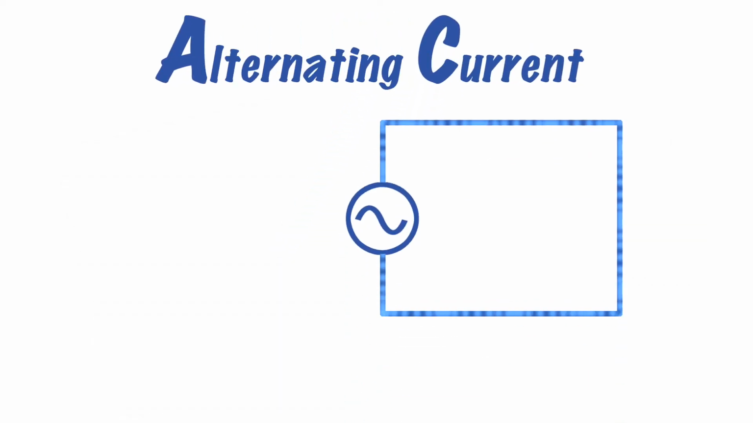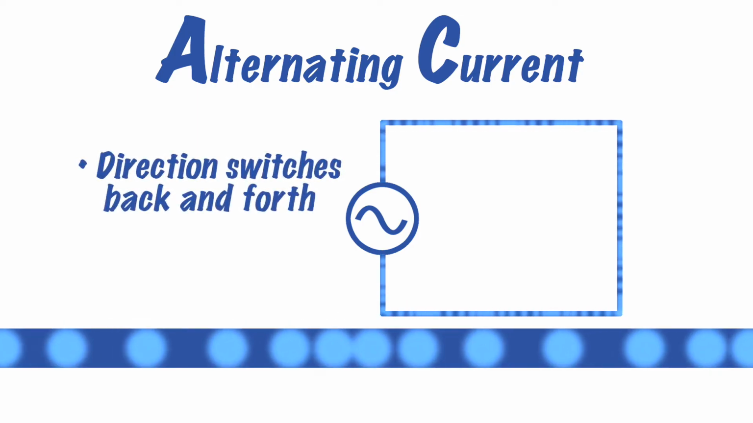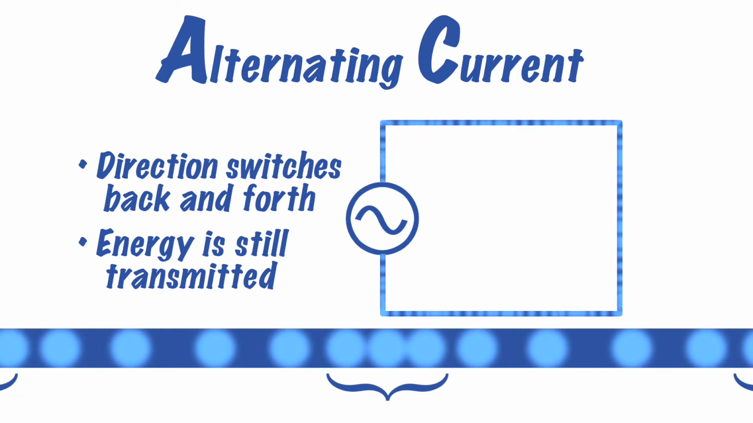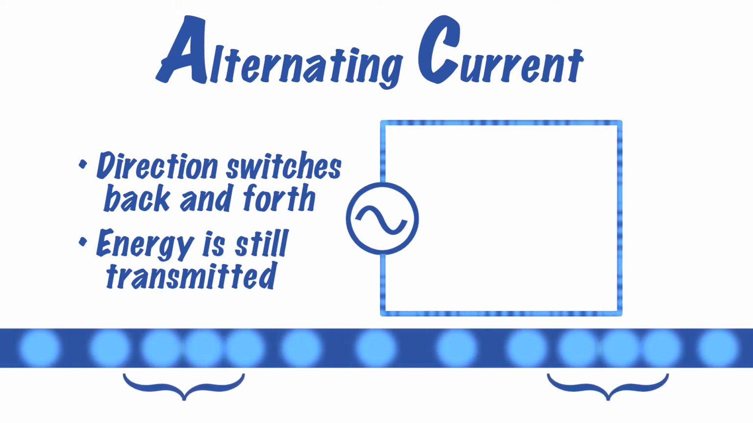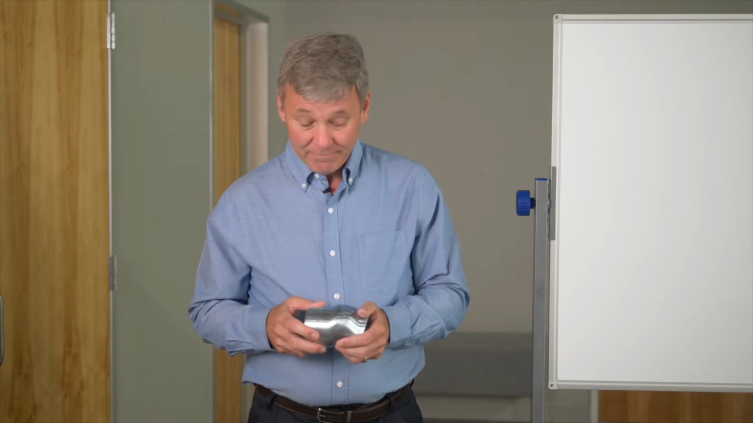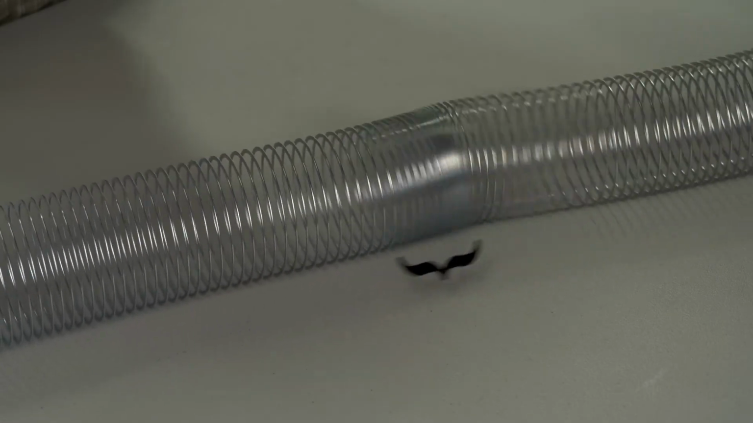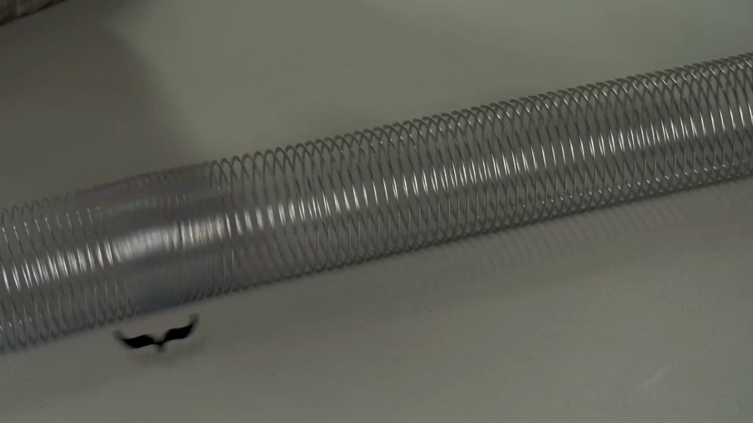AC stands for alternating current. It is a current where the direction rapidly switches back and forth, but energy is still transmitted. That's a bit more complicated than DC. It's kind of like the way energy is transmitted through a spring. The energy moves along the spring, even though the individual coils simply move back and forth.